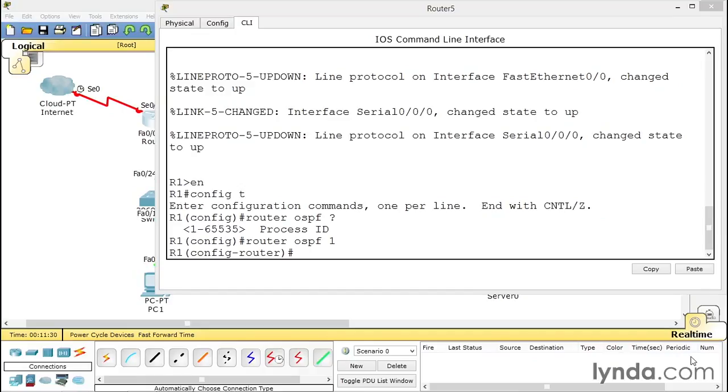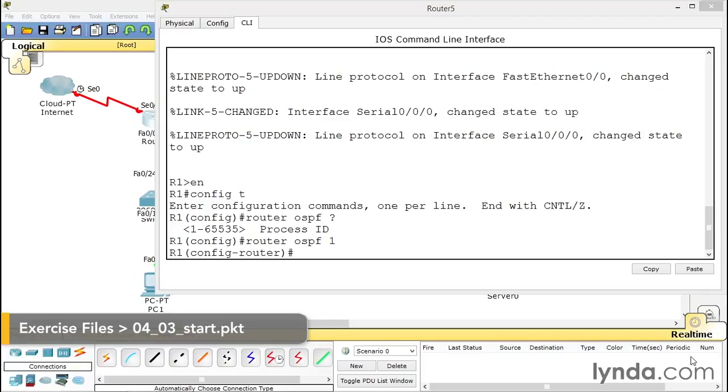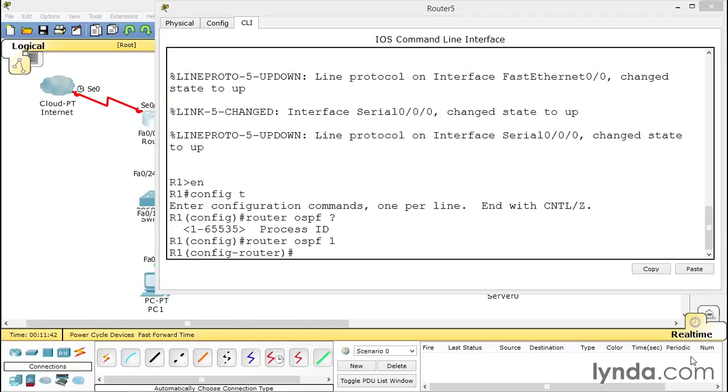Okay, now that we've looked at the process ID number, not to be confused with the autonomous systems of EIGRP because they have the same range, completely different. That was or is the process ID number. That's the same range. Now we get into the areas. So the areas, we have to, in all our routers, have the same area.